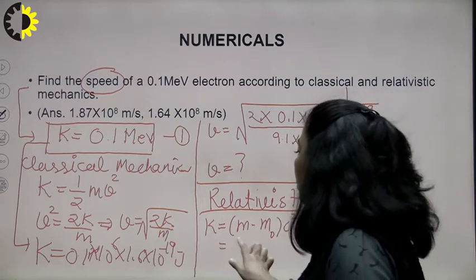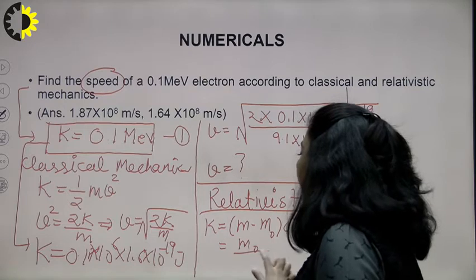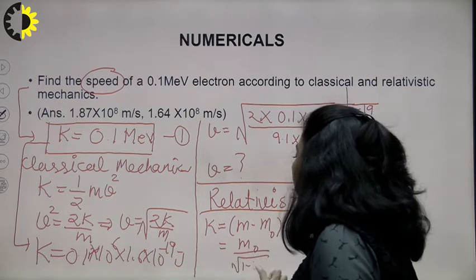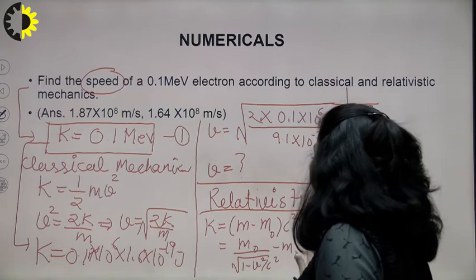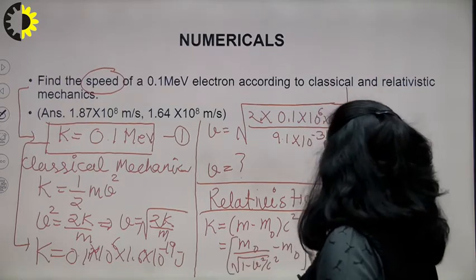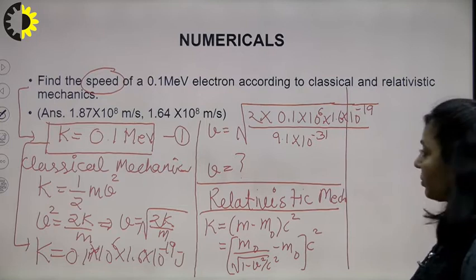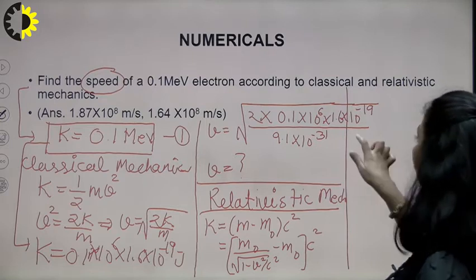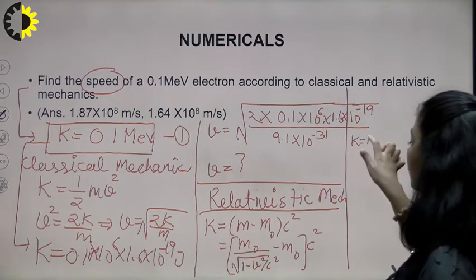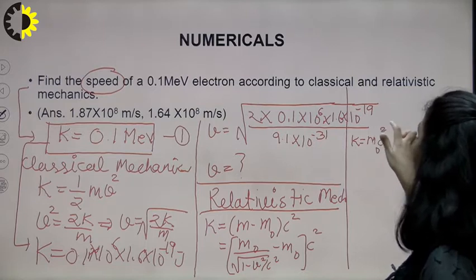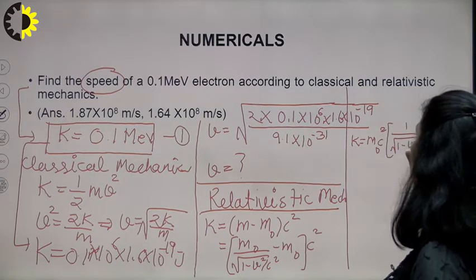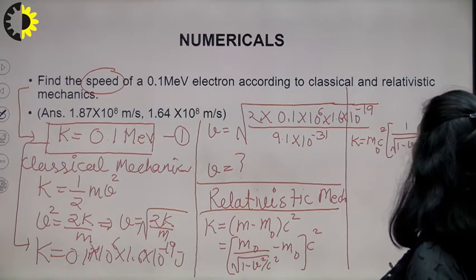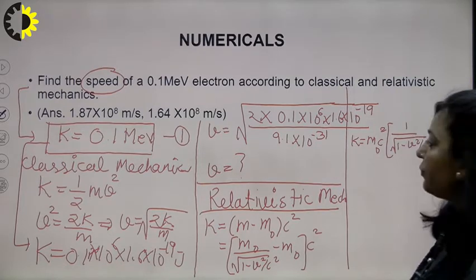And you also know the value of m. K is m naught upon under root 1 minus v square upon c square, minus m naught into c square. You can see here m naught is common. When m naught is taken as a common factor, you get m naught c square into 1 upon under root 1 minus v square upon c square minus 1. Just simplify it for v.